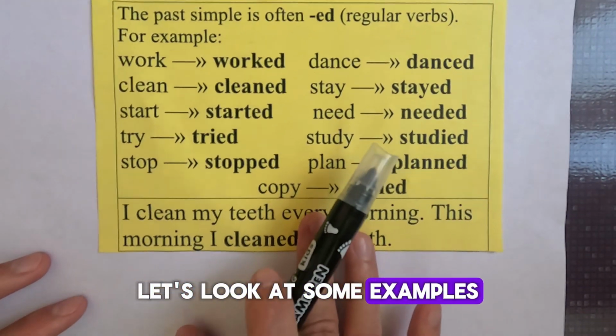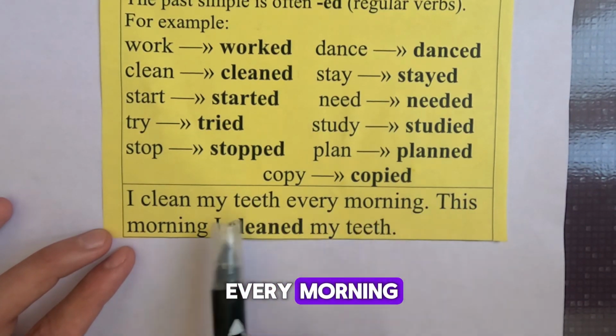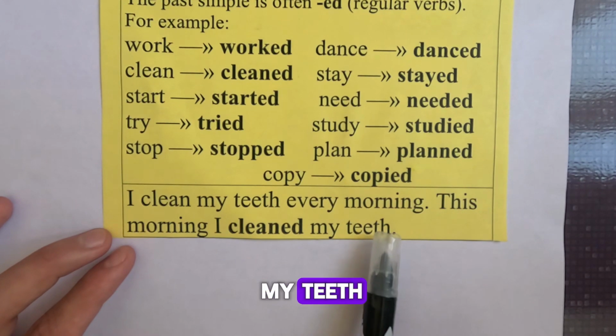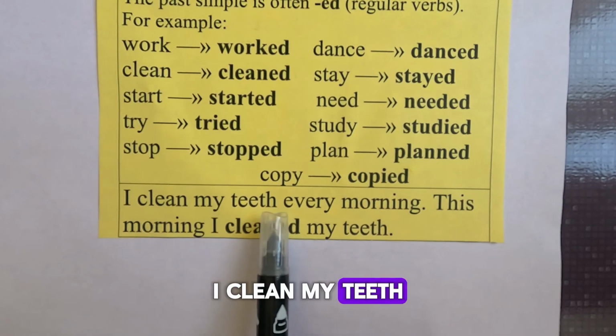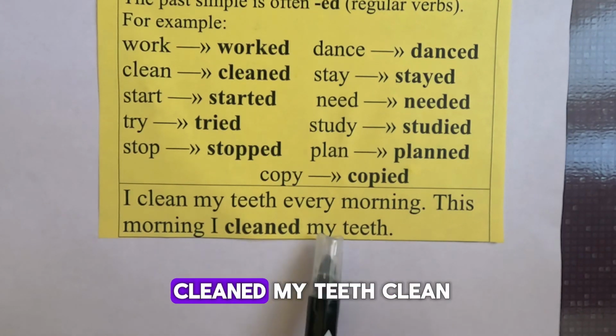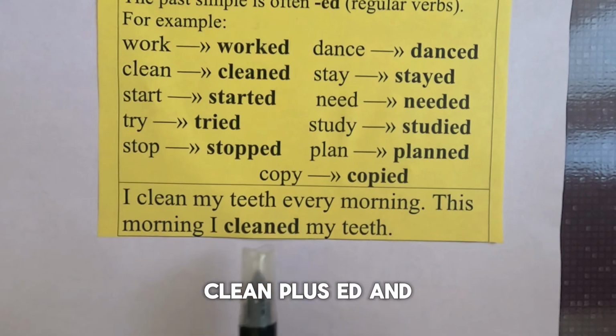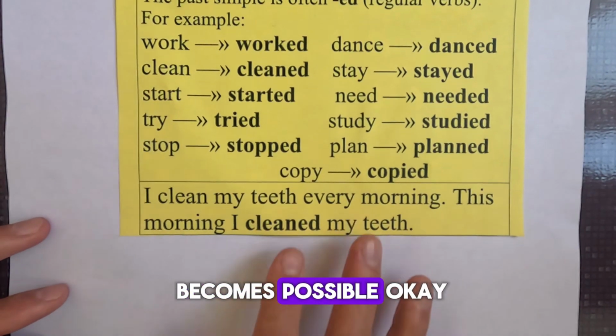Let's look at some examples. I clean my teeth every morning. This morning I cleaned my teeth. I clean my teeth every morning. It's present simple. And this morning I cleaned my teeth. Clean plus ed becomes past simple, okay?